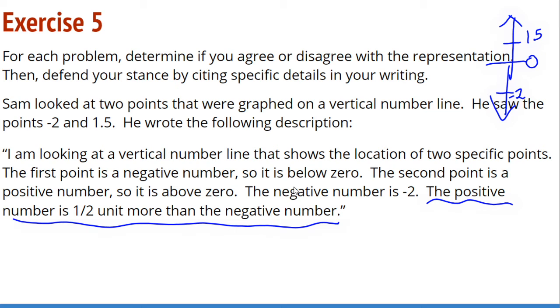To get from -2 to 0, I've got to go 1 unit, 2 units, then I've got to go another unit to get to 1, and then I've got to go 1/2 of a unit more. I don't think the positive number is a 1/2 unit more than the negative number. I think it's 1, 2, 3, and 1/2 more. So I think I'm going to have to disagree with this statement.